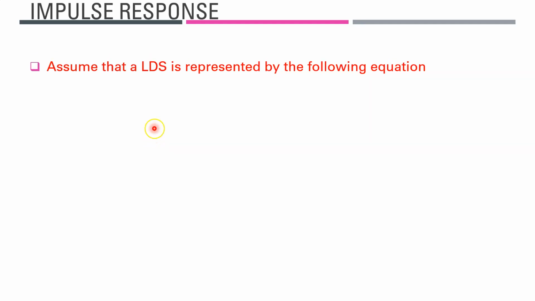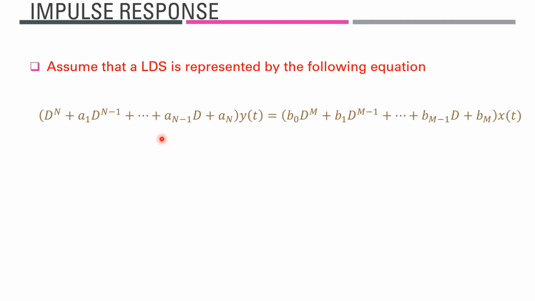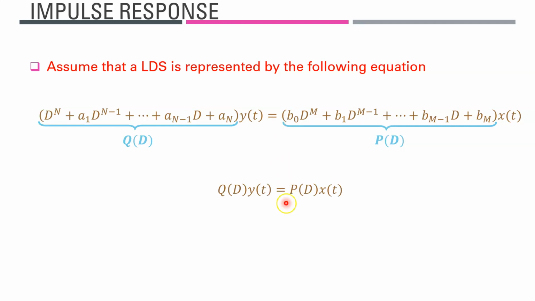So let's say we assume that we have a linear differential system that is represented by this equation over here. If you have seen my previous video on zero input response, you will be familiar with this equation, except there is a small change over here, where instead of b_{m-n}, here we have b0, b1 until bm. Again, the polynomial over here can be represented by Q(D), and the polynomial over here can be represented by P(D). So this equation can be rewritten as shown over here.